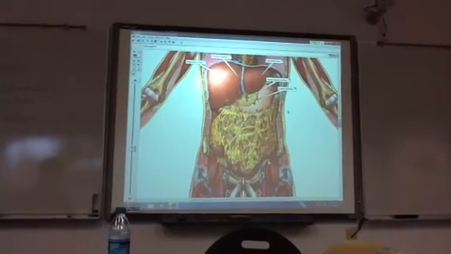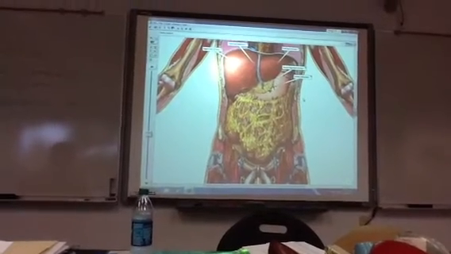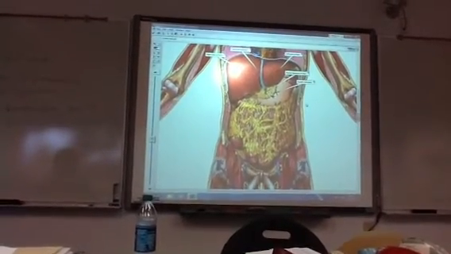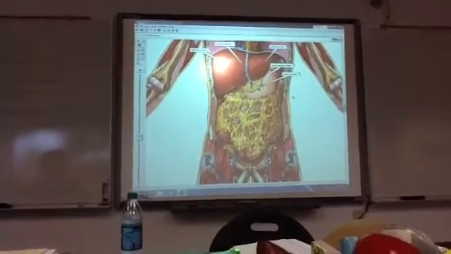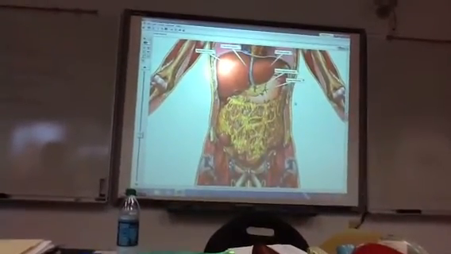You can't see it, but going through the omentum would be such structures as the bile duct, portal vein, hepatic arteries, and all that stuff go between the folds of it.